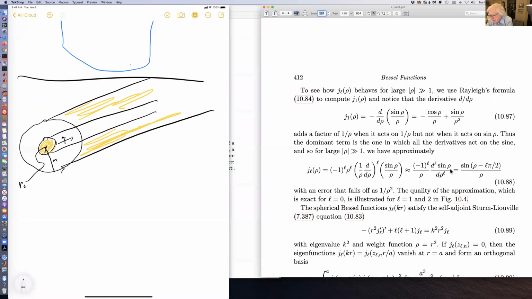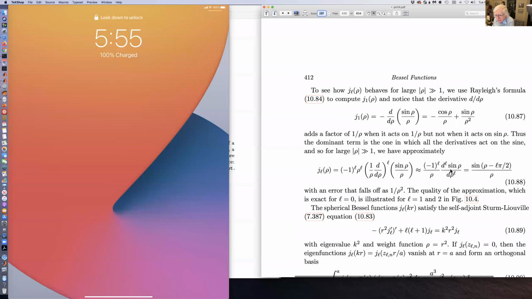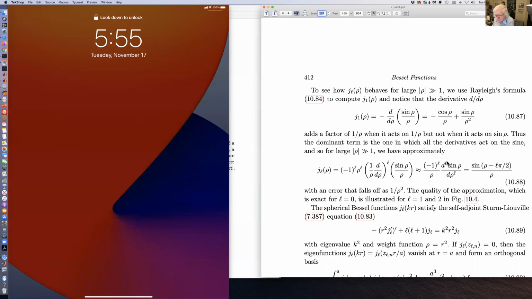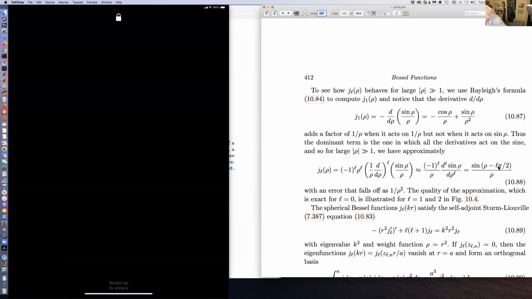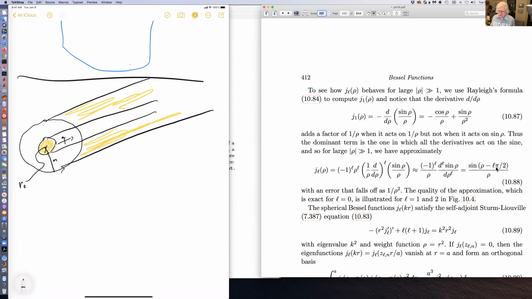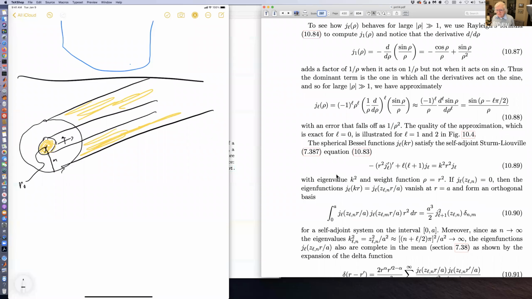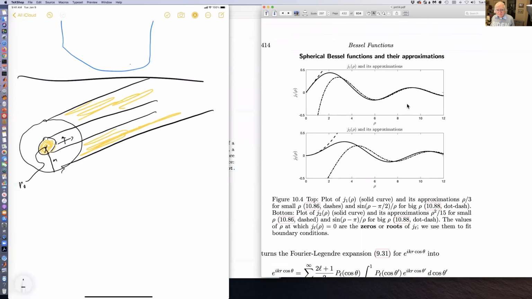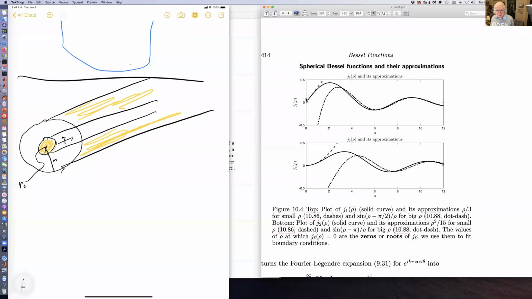Well, each derivative turns a sine into a cosine or a cosine back into a sine. And you can verify that this is equal to that, because shifting by pi over 2 turns a sine into a cosine or minus a cosine. And the quality of this approximation is shown in figure 4. And so this is J1.